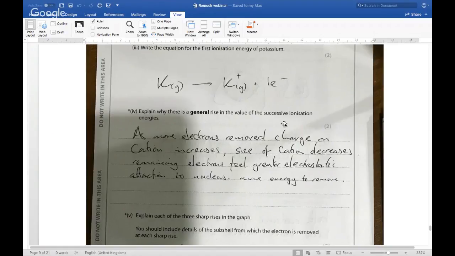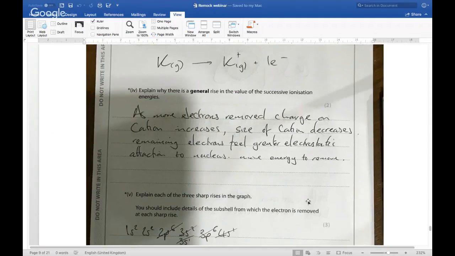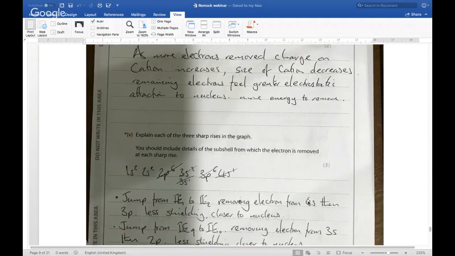Right, explain why there is a general trend in the value of the successive ionization energies. As more electrons are removed, charge on the cation increases. Don't put charge on the atom. Size of the cation also decreases. And remaining electrons feel greater electrostatic attraction to the nucleus. More energy to remove. I just gave everything. That's like 4 marks I did there.